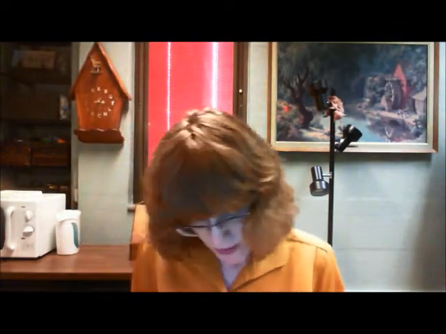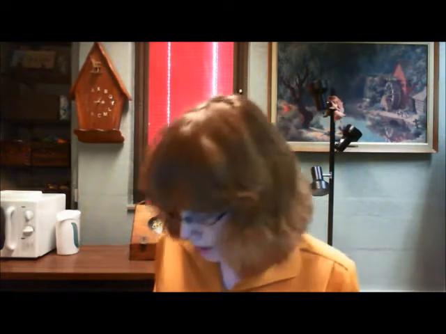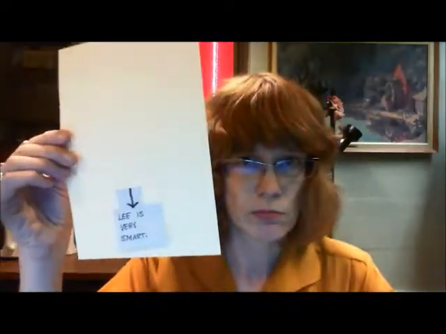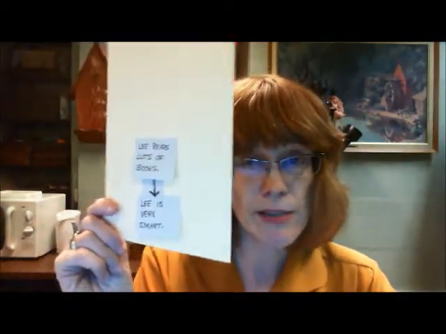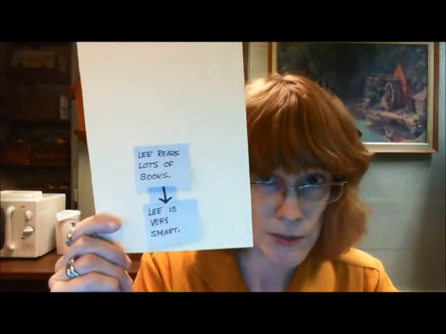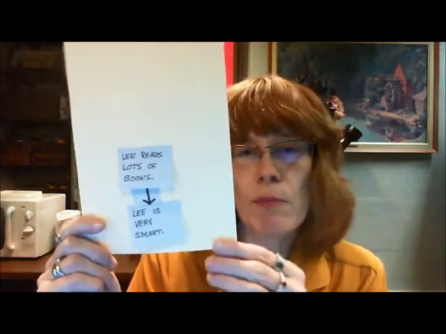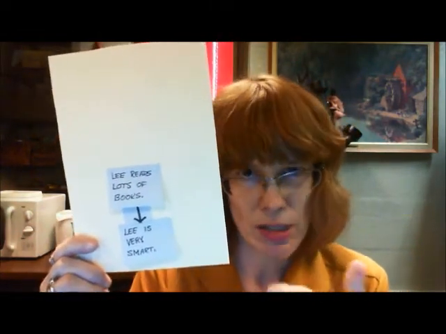To see how this would work in practice, let's suppose that I am giving you an argument to believe that Lee is very smart. So that's the conclusion. Suppose the reason that I give you to believe that is that Lee reads lots of books. There we have the argument. Lee reads lots of books, therefore Lee is very smart. Now, we might want to represent some objections here to this argument.